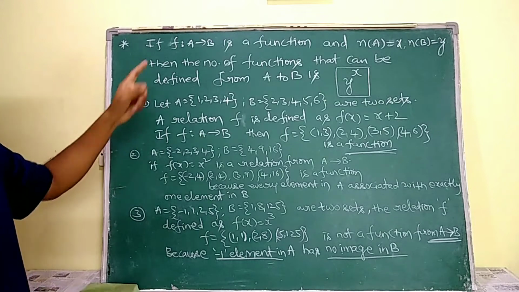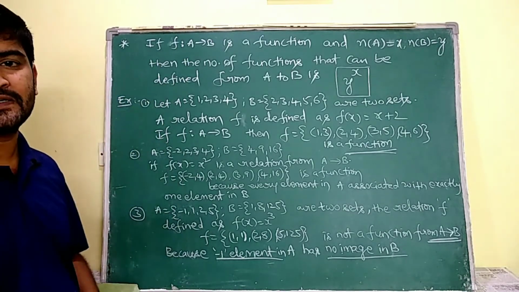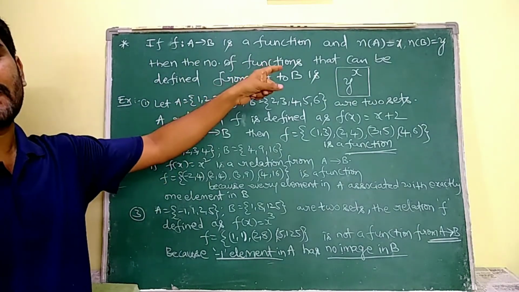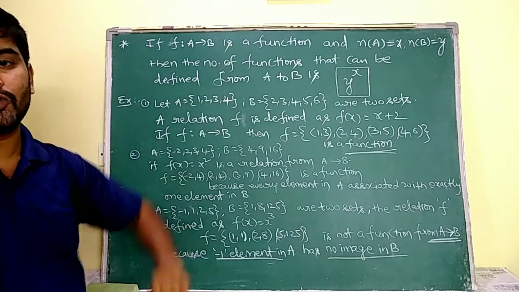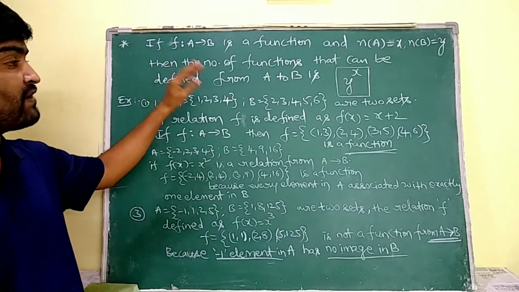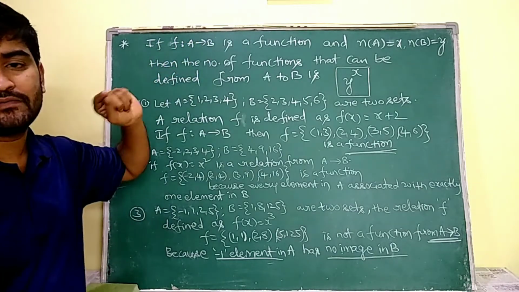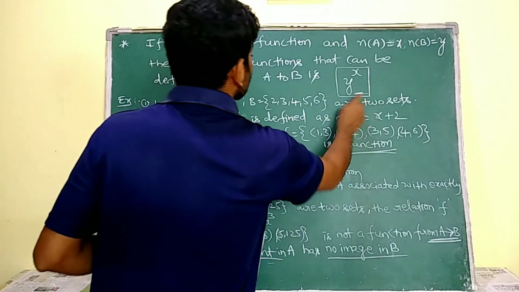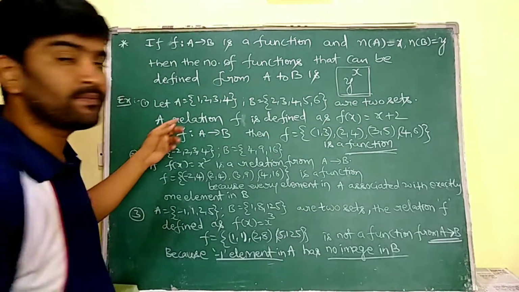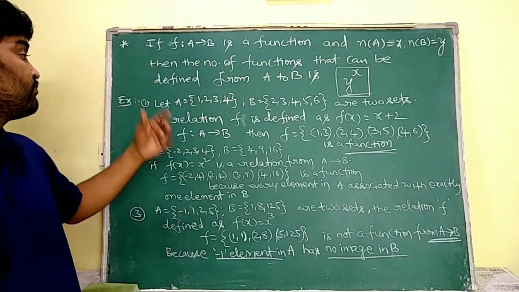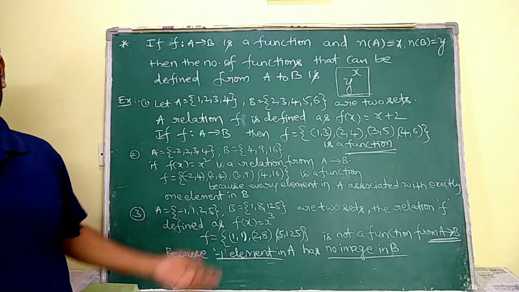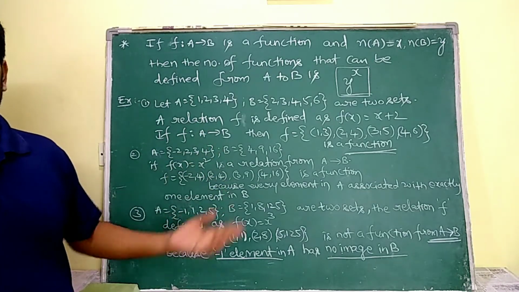Understand? If f is a mapping from A to B, a function, and the number of elements in A is equal to x and the number of elements in B is equal to y, then the number of functions that can be defined from A to B is y power x. This is the important formula. Remember this one. Now we are going to consider some examples and we have to check whether those are functions or not.